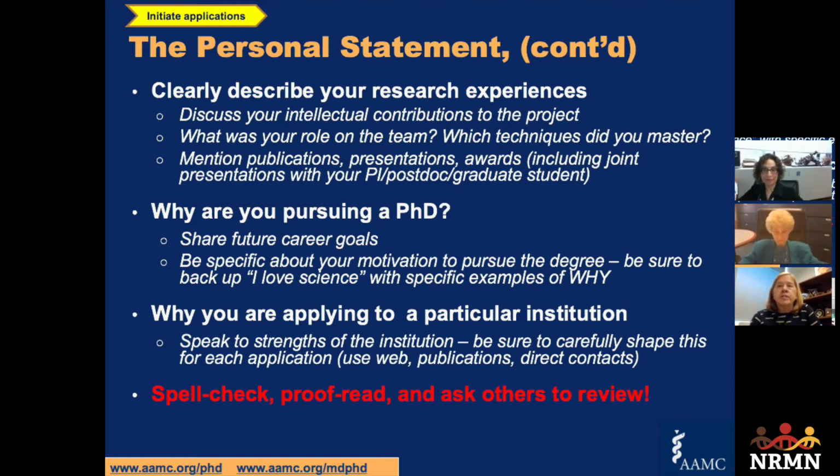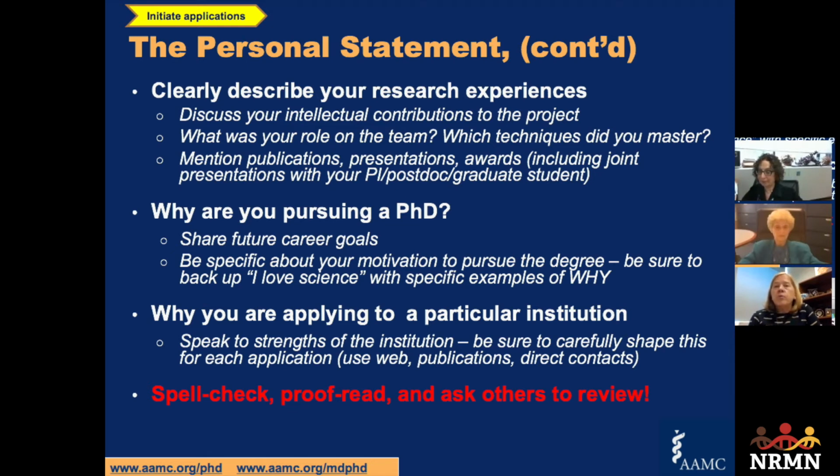And then here again, mention publications, presentations, awards that you did related to the research experience that you're discussing. And make sure that if other people presented your work, that you mention that publication or discussion of your research as well.